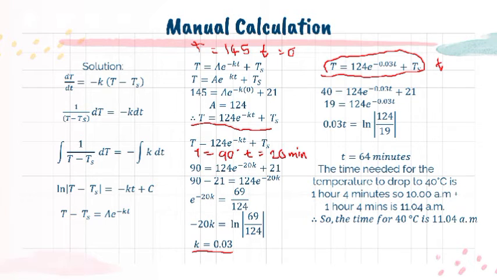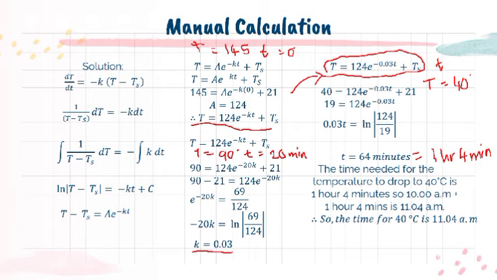at temperature equal to 40 degrees. So we substitute the temperature into this equation, and we will find the time at 40 degrees, which is 64 minutes, equal to 1 hour 4 minutes.